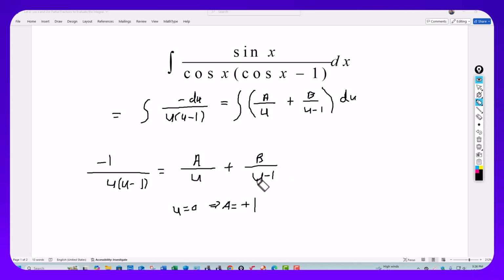Now if you want to find b, you cover up the factor that's under the b. So over here you cover it. I'll just mark it out. Cover it up. And you say, okay, what makes u minus 1 zero? And of course it's 1. So just ignore the u minus 1 and replace it. So we get -1 over 1. So when u is equal to 1, b is equal to -1.